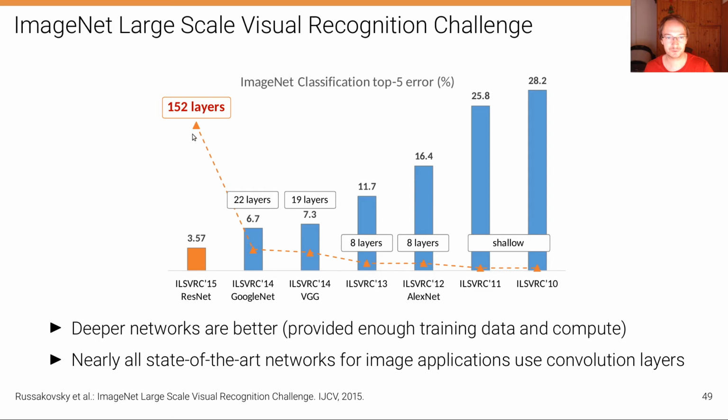And this is a common trend these days, that deeper networks lead to better generalization, provided enough training data and compute. And today, nearly all state-of-the-art networks that use images as input use convolutional layers. So this is really the dominating paradigm today.